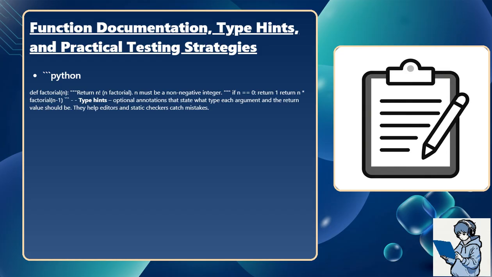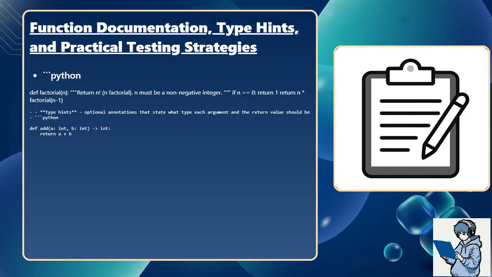Type hints, optional annotations that state what type each argument and the return value should be. They help editors and static checkers catch mistakes. Define a function add with arguments a of type int and b of type int, returning an int. The function returns a plus b.